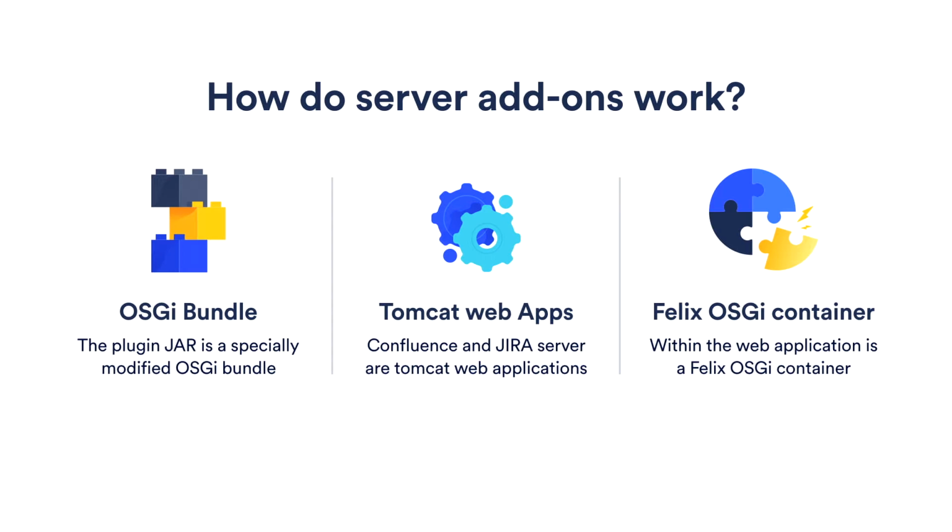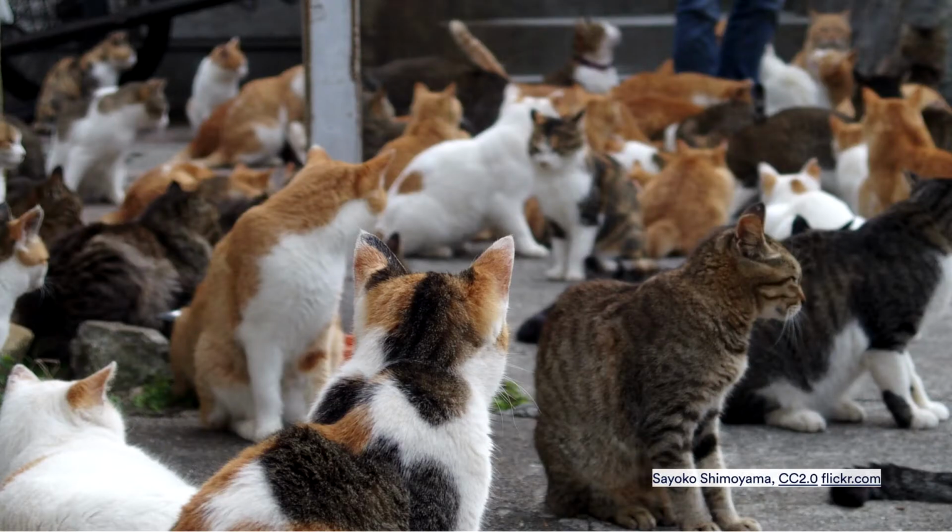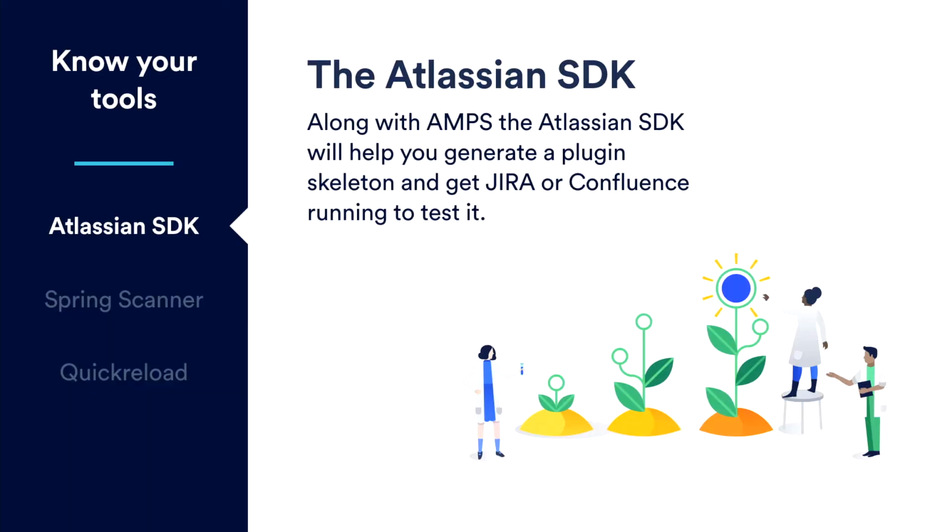It's a good idea to have an understanding of what Tomcat and Felix are and how they work, as it'll come in handy as you build, test, and deploy your add-on. That being said, Atlassian has created some tools to provide abstraction from all of this so that you can focus on the task at hand, building the add-on rather than being an expert Tomcat herder. This is where the first important tool for building add-ons comes in, the Atlassian Plugin SDK. Along with AMPs, the Atlassian Plugin SDK will help you do the herding. The Plugin SDK provides a set of shell scripts for creating, installing, and building plugins for Atlassian server products.